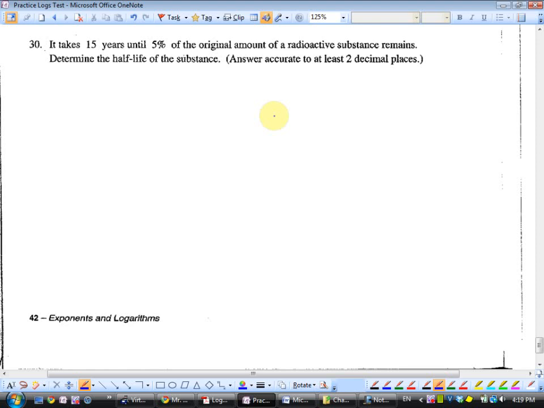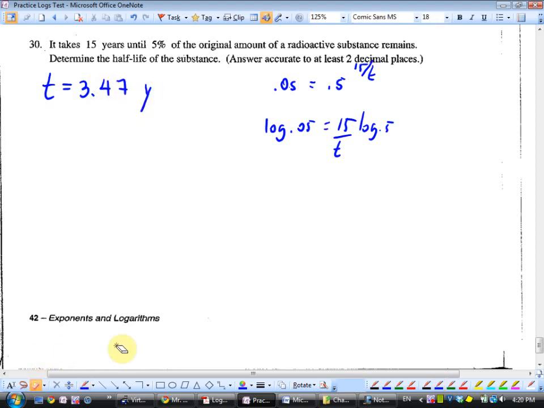You know what, really quickly, I should just write down the answer, and that way you can try it on your own, right? Okay. 0.05 equals 0.5 to the 15 over T. So it's going to be log of 0.05 equals 15 over t log 0.5. 15 log 0.5 divided by the log of 0.05? Years.